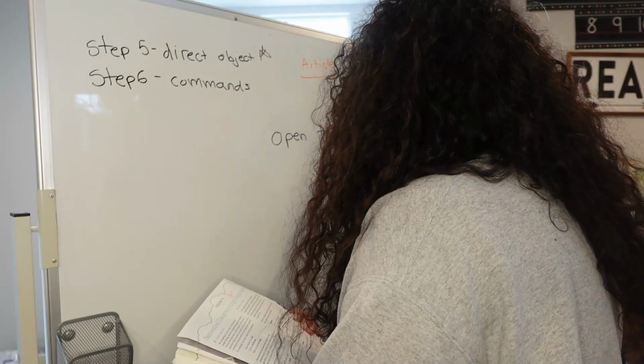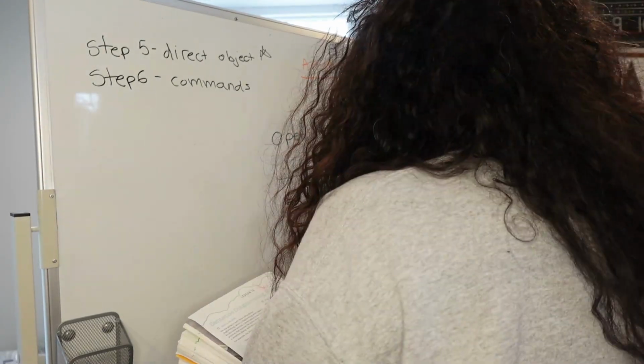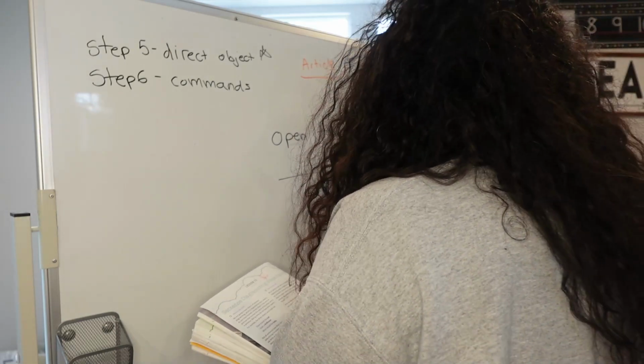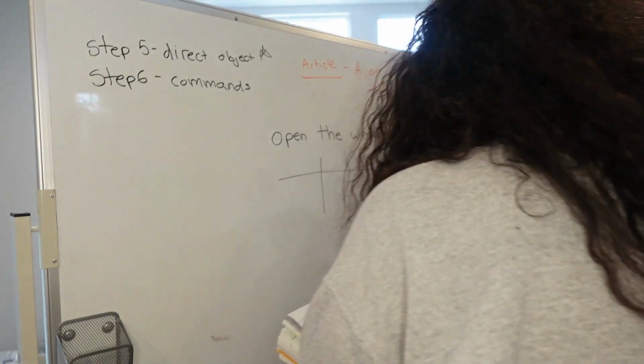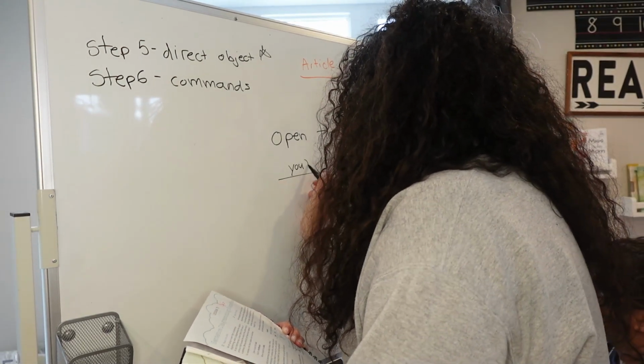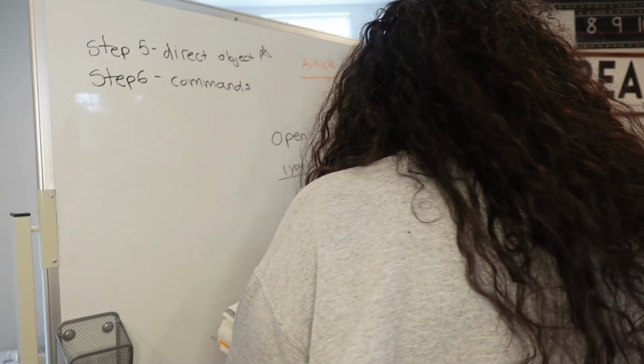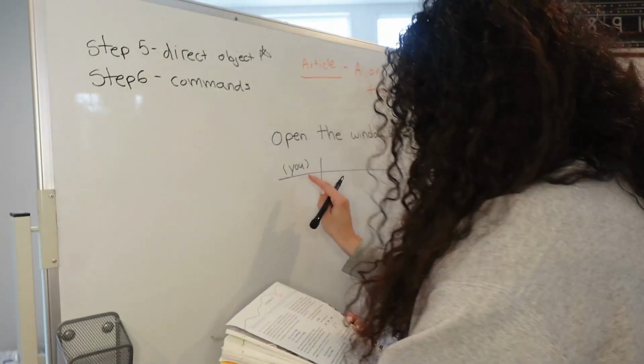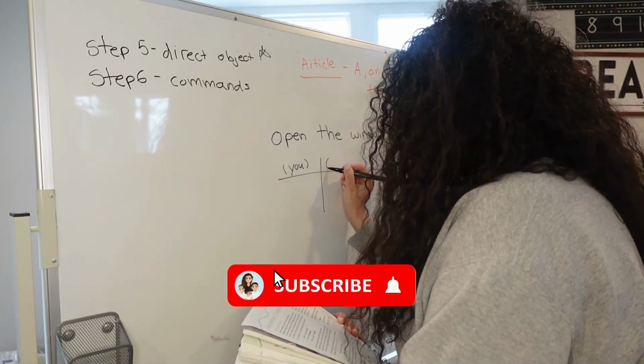How would we diagram this sentence? We're going to do that right now. You have to put a command here. Open the window slowly. It would be you open the window slowly. So I would put here, you. I know it's not showing here, but we would say that it's you. You're opening it, right? So you open, so open.